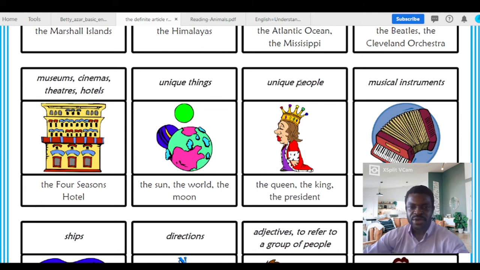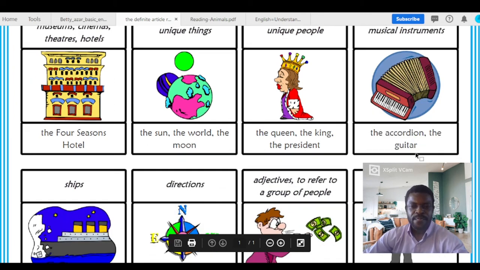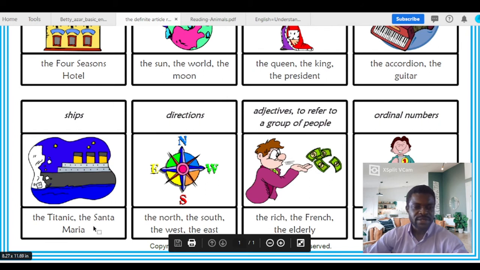Here you have unique people, like the queen, the king, the president. Also here, you can say the prime minister. They are special people. Okay? Here we've got musical instruments. We've got the accordion, the guitar, the magical harp. Remember Jack stole the magical harp that belongs to the giant. So we've got also ships. Here the Titanic, the Santa Maria.